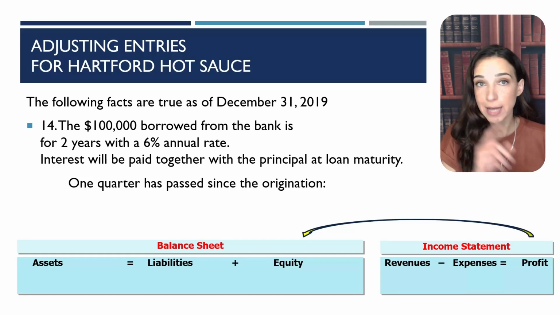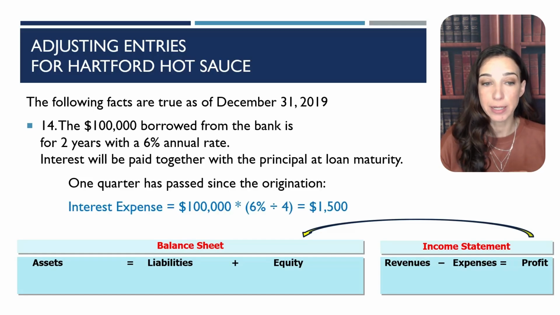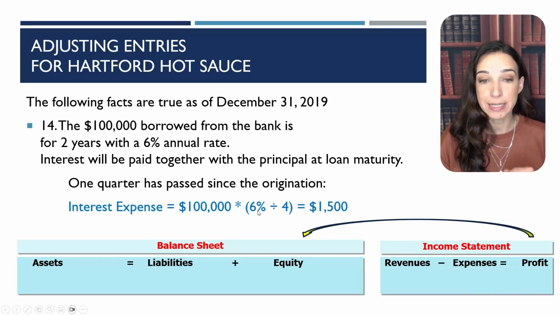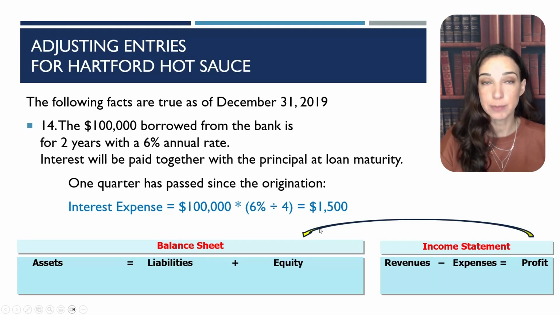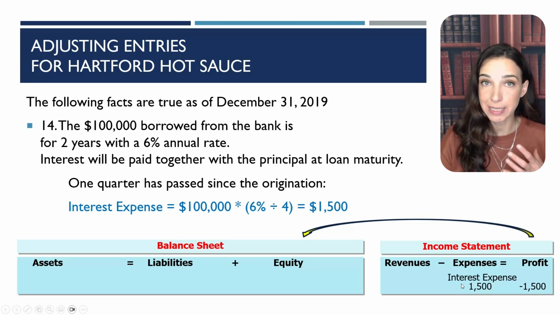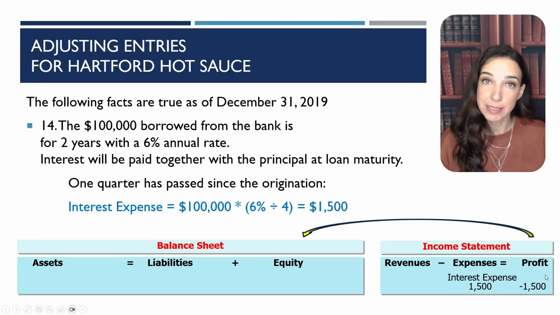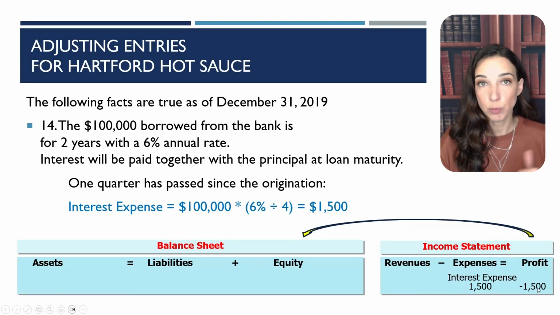1 quarter has passed since we have borrowed the money. So the interest expense is the annual 6% divided by 4 times the principal amount of $100,000. Interest expense is $1,500. How does this interest expense impact our financial statements? Well, it shows up as an expense on the income statement. Don't forget, any expense is a profit decreasing item. So the profit is reduced by $1,500.